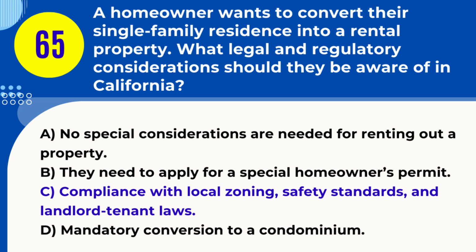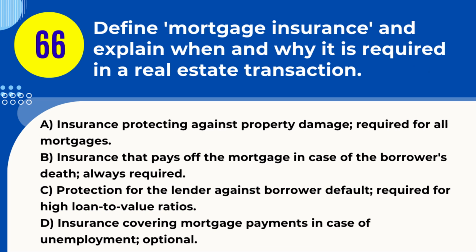Question 66. Define mortgage insurance and explain when and why it is required in a real estate transaction. A. Insurance protecting against property damage, required for all mortgages. B. Insurance that pays off the mortgage in case of the borrower's death, always required. C. Protection for the lender against borrower default, required for high loan-to-value ratios. D. Insurance covering mortgage payments in case of unemployment, optional.